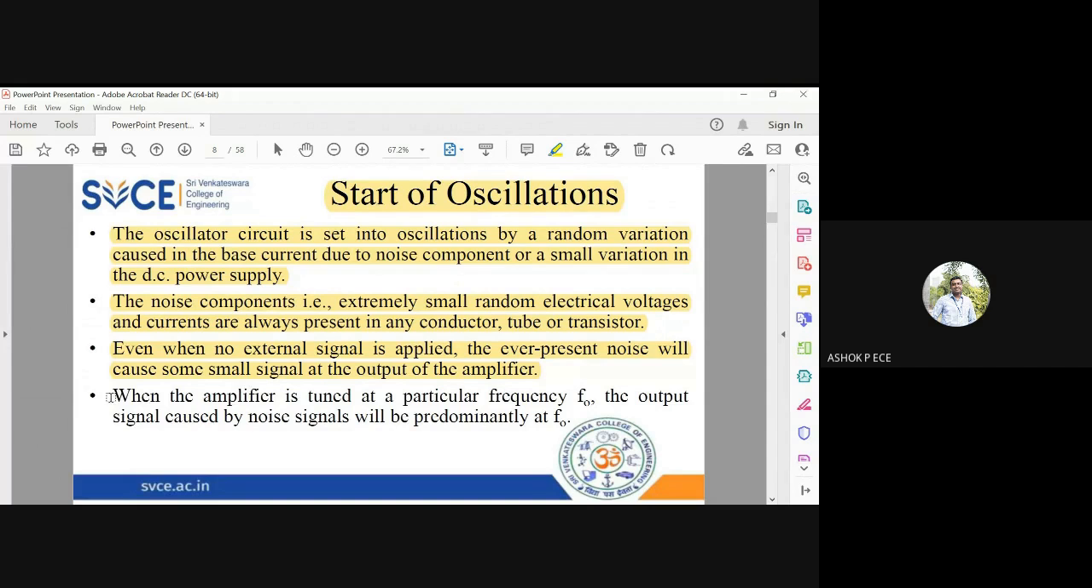You know that these amplifiers will work only at one particular frequency. So the output signal will be only at this frequency. Noise generally covers the entire frequency range, right? But since your circuit works only at one particular frequency, the noise at that frequency alone will be dominant. The other noise signals will be filtered out by your amplifier.